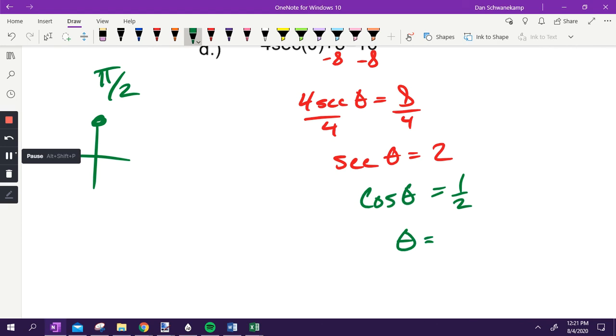No, that would be radical 2 over 2. Okay, he's trying to figure out when cosine is 1/2. So cosine is 1/2. I want my x to be 1/2. Right there is when my x is 1/2. This is an ordered pair we haven't done yet today, but it's pi over 3.